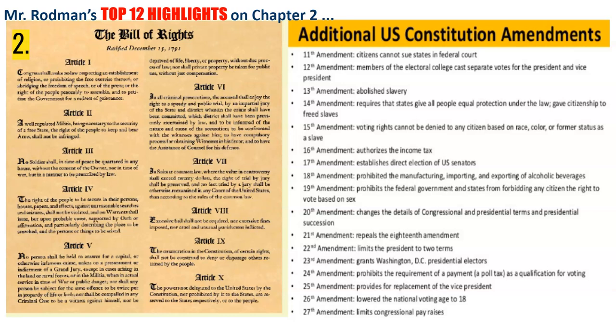I'm not going to go through 11 through 27, but this is a good list. I'll also give you a bonus list at the end of the top 12 highlights here, which will give you more information on those other 17 amendments, but hopefully you'll find those helpful.